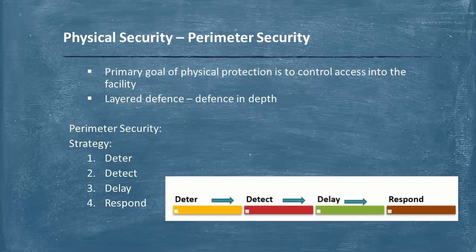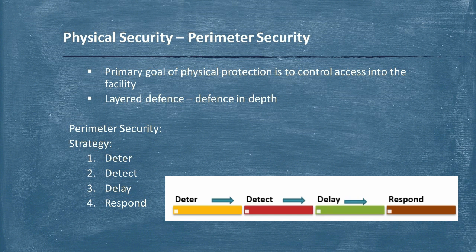In this session, we will be taking a look at perimeter security. Perimeter security is concerned with physical security. Security operations, one of the important functions is physical security. The primary goal of physical protection is to control access to the facility. We apply layered defense, that is defense in depth. Equivalent to layered defense, we use this strategy.